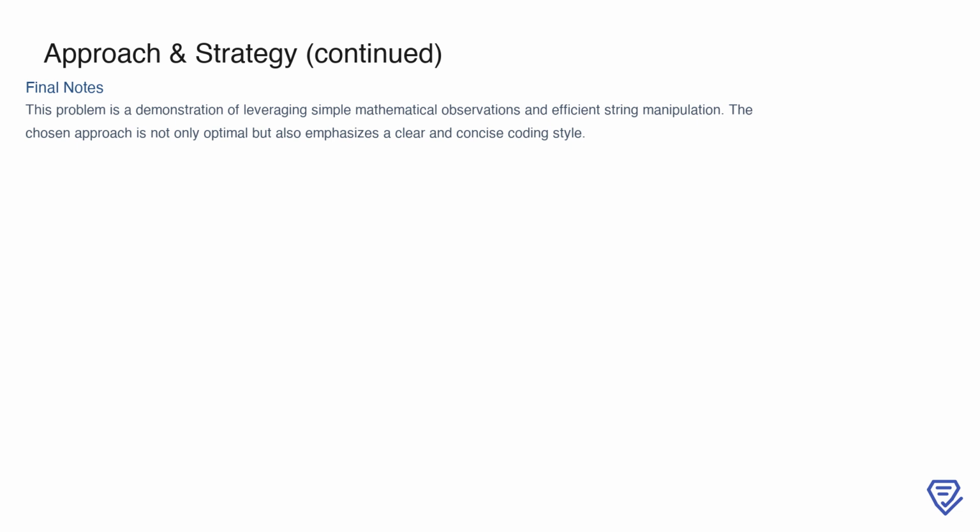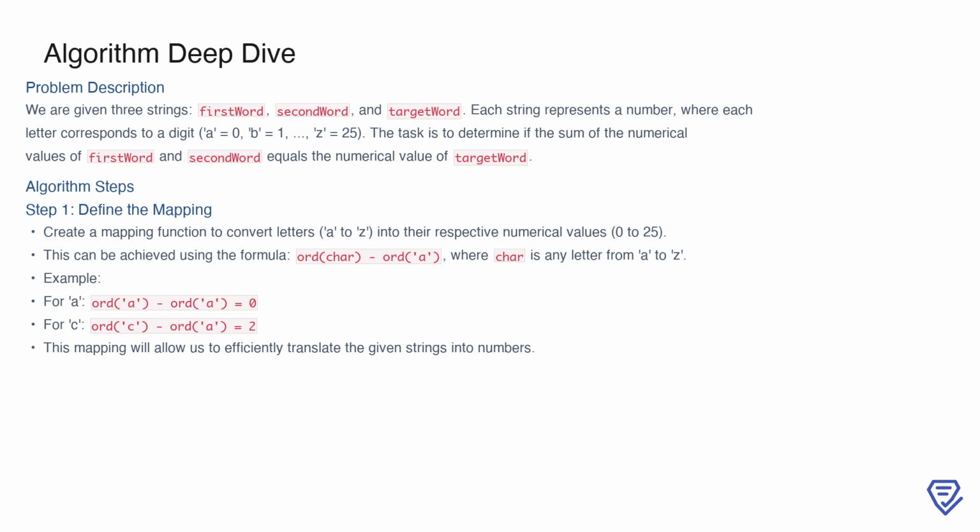clean and effective solution. In this problem, we are tasked with checking if the summation of two words equals a third word, based on a specific mapping of characters to numbers. Each string, first word, second word, and target word, represents a number where each letter corresponds to a digit. Specifically, A maps to 0, B maps to 1, and so on, up to Z, which maps to 25. To solve this, the first step is to define a mapping function.